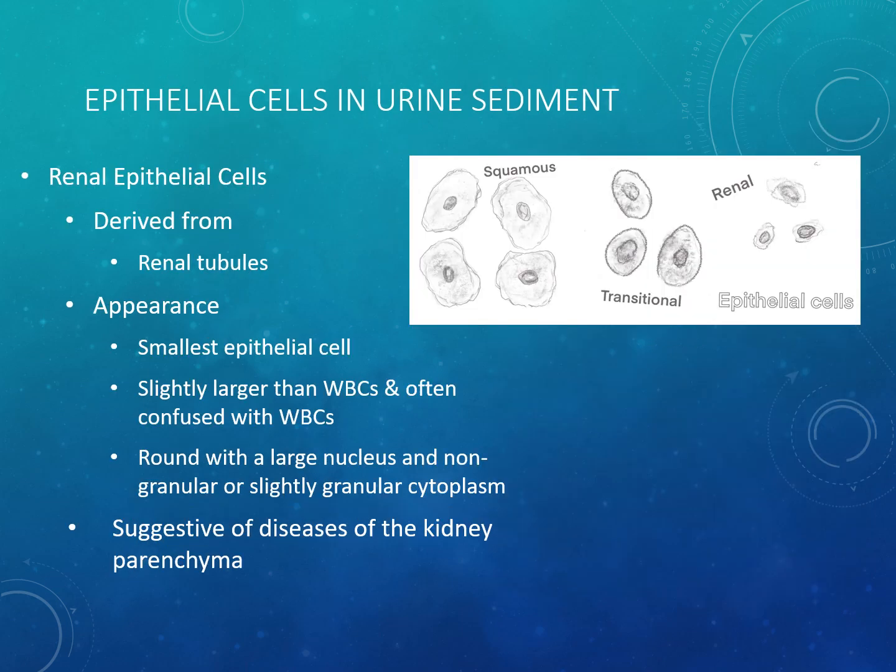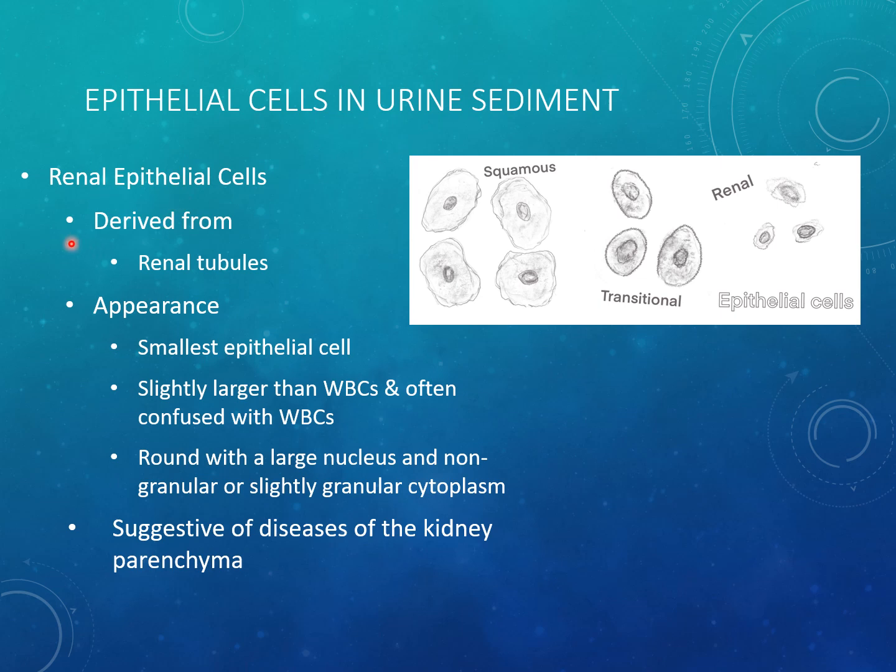The last type of epithelial cell that we're going to talk about is the renal epithelial cell. And as you can see on the right here, there's a nice comparison of the 3 types. The squamous are extremely large and have some straight edges. The transitional are round or pear-shaped. And then the renal are smaller than both of these. They have a nucleus. They are slightly bigger than white blood cells.